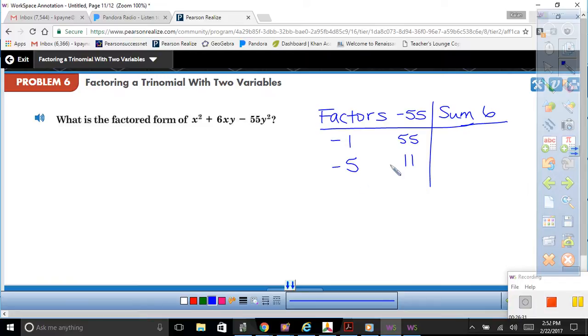And of course, again, you could guess and check and revise if that's too confusing. So negative 1 plus 55 is 54, not 6. Negative 5 plus 11 is 6. So those are our numbers.